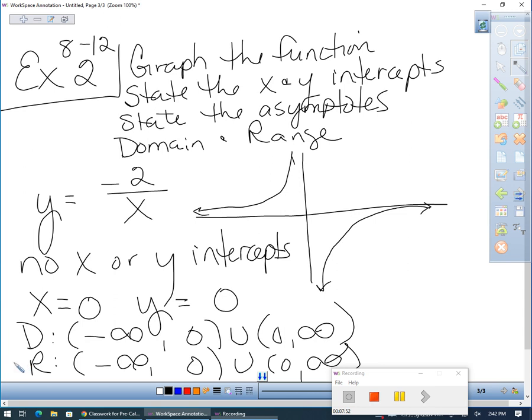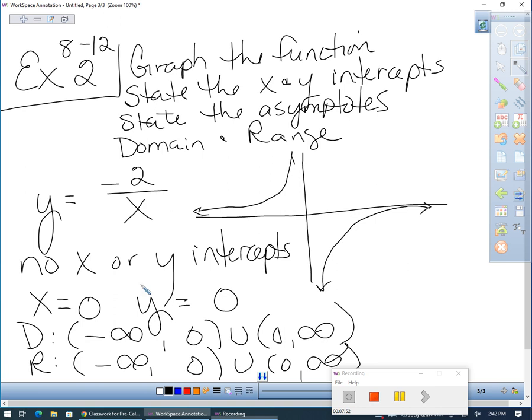Nope, and we're going to get to that in just a moment. Okay? All right, so on those first 3 problems you have, the only thing that's going to vary is what your graph looks like. Your x and y intercepts are not going to exist. Your asymptotes are going to be at x equals 0 and y equals 0. And your domain and range. All right? Good? All right.